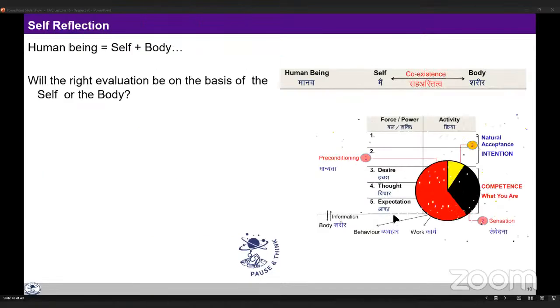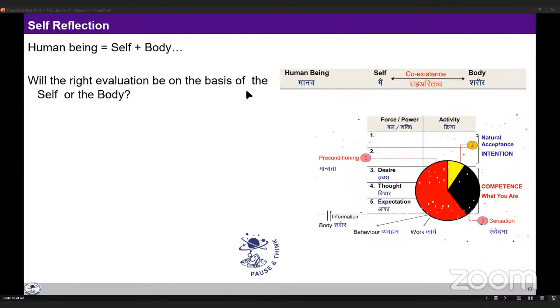Maybe this is happening with me. But whenever we are doing right evaluation, what would be the basis of the right evaluation? The self or the body? What we see is the right evaluation is only possible when the basis of right evaluation is the self, because the human being is self and body in coexistence. And when the basis is self, we see that we are just same, similar at the level of the self. There are differences at the level of the body.